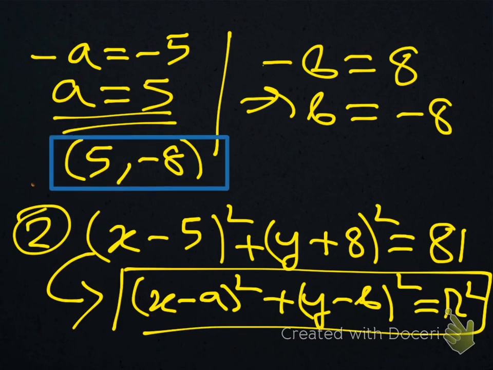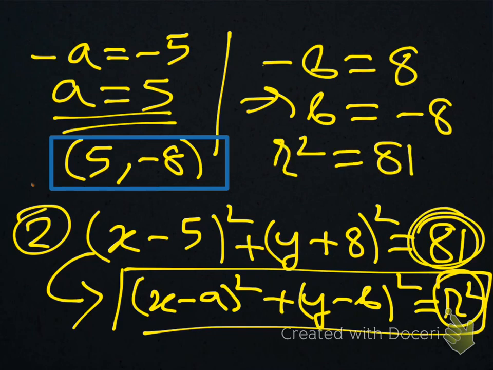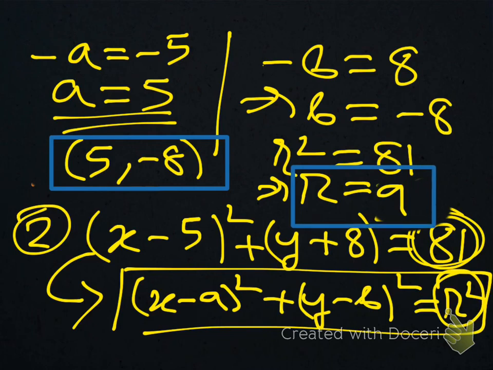Now what is the radius? As you can see, r squared is written on this side, and here it is 81. If we take the root of 81 for r squared, it would be plus or minus 9. But since radius is a length and must be positive, we'll just write 9. So this is the radius of the circle.